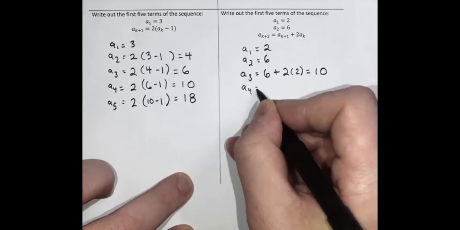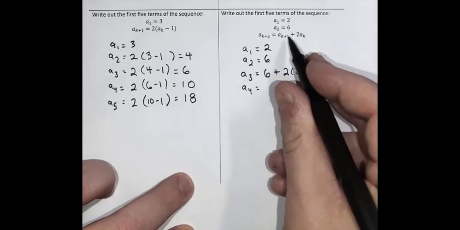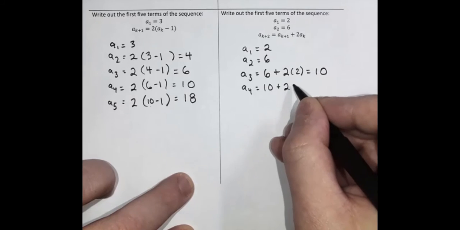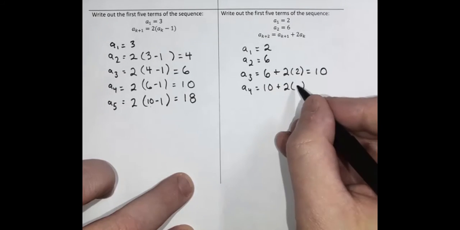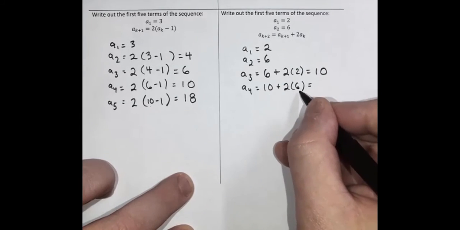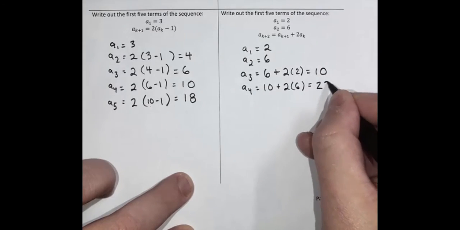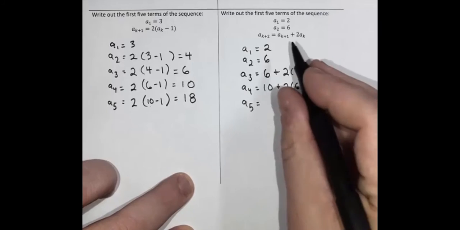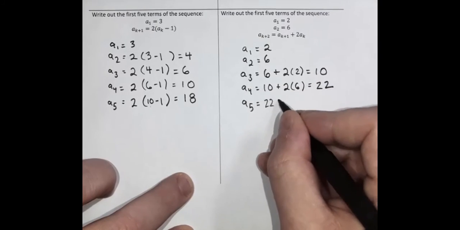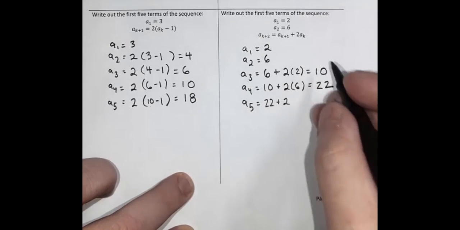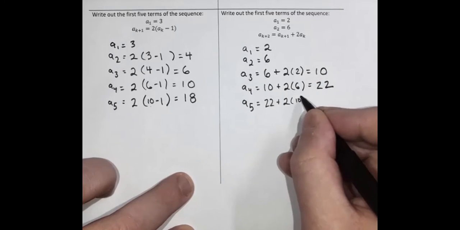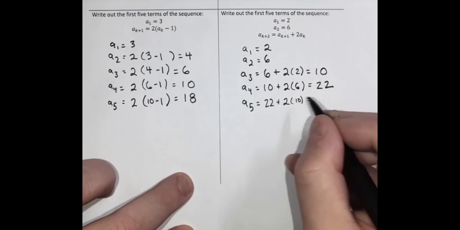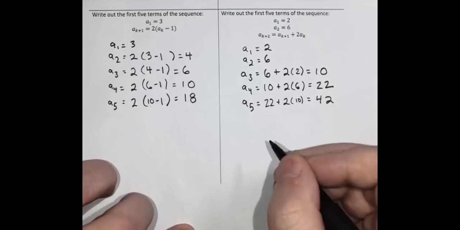What's a sub 4? That would be the previous term plus 2 times the term before that. 6 times 2 is 12, plus 10 is 22. A sub 5, previous term plus 2 times the term before that. So we end up getting 2 times 10 is 20, added to the 22, leaves us with 42.